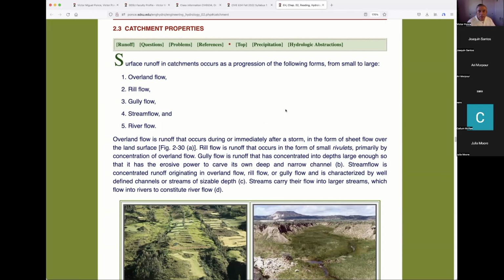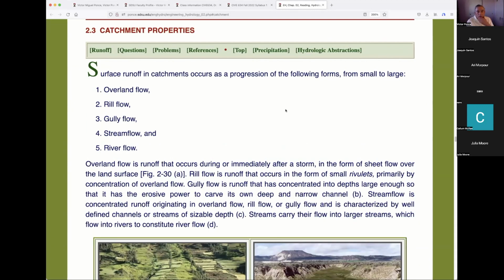So let's get started here. Catchment properties. Everybody can see the syllabus, right? Okay, cool. Catchment is a word that is a bit confusing. The reason I decided to use the word catchment here is because this is my book.